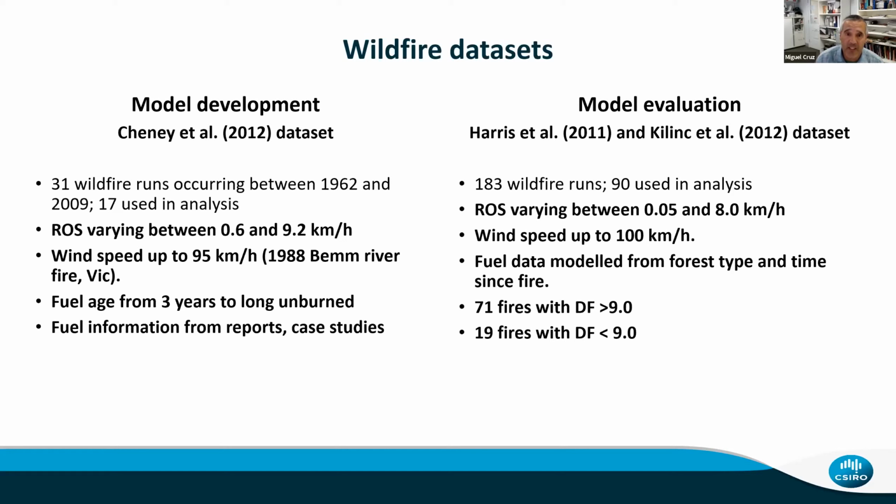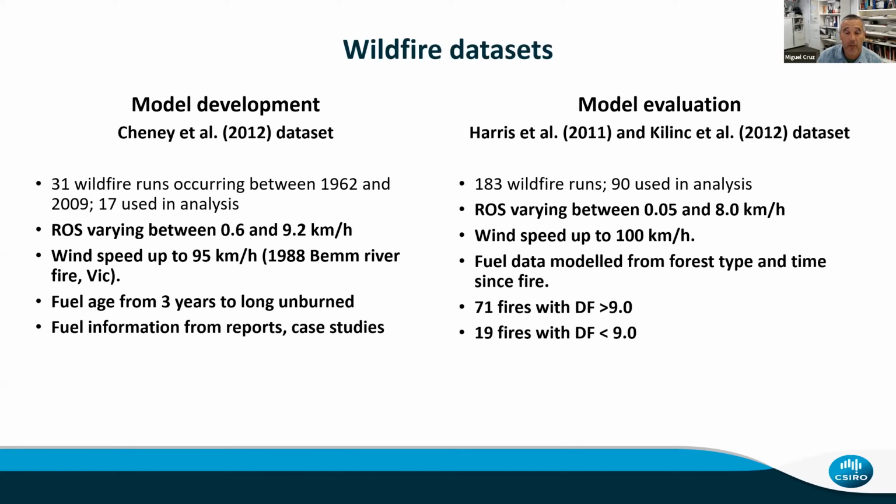183 wildfire runs. Of these, again, we used 90 of these wildfires by pruning some of the smaller runs or very steep runs, which would induce some uncertainty in the modeling analysis. Of these 90 runs, we had rates of spread vary between about 50 meters per hour to 80 kilometers per hour. Wind speeds up to 100 kilometers an hour.